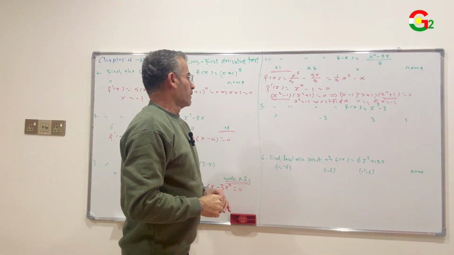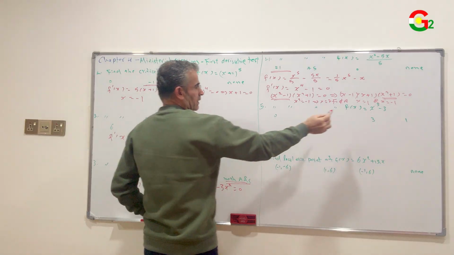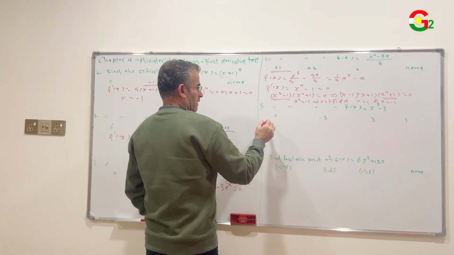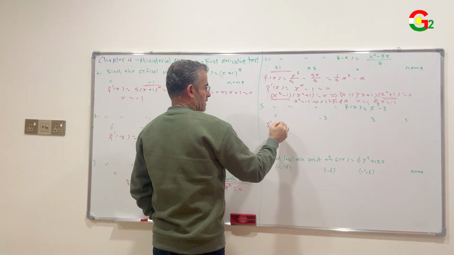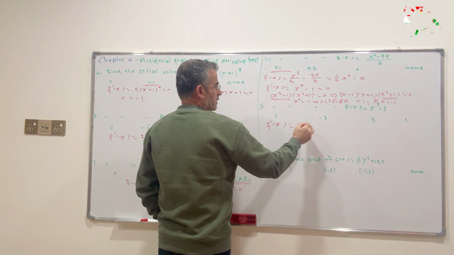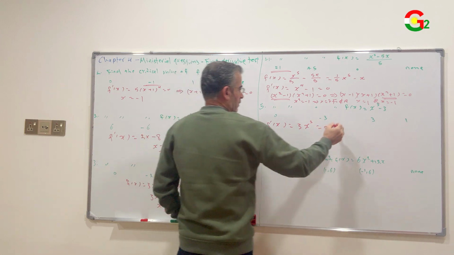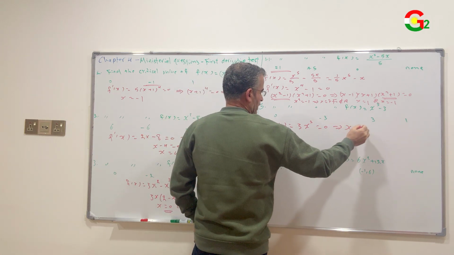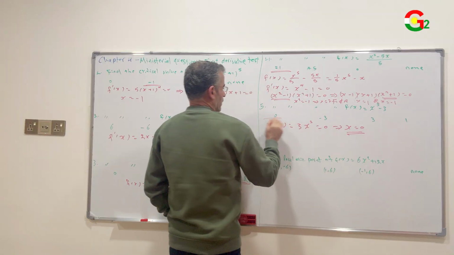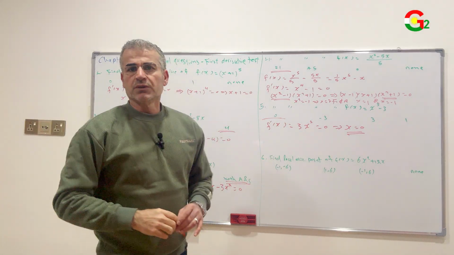Question number 5. Find the critical point of this function. F prime of x, differentiate, 3x power 2, set it equal to 0. This gives us x equal 0. There is one critical point, choice A.